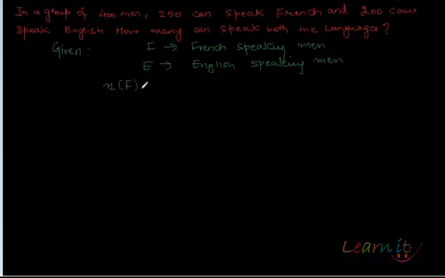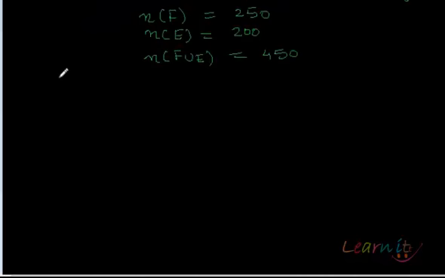The number of men speaking French is 250. The number of men speaking English is 200. Also, we know that the total number of men is 400. So the union of French and English is 400. We need to find out the number of people who speak both, so that means the intersection.